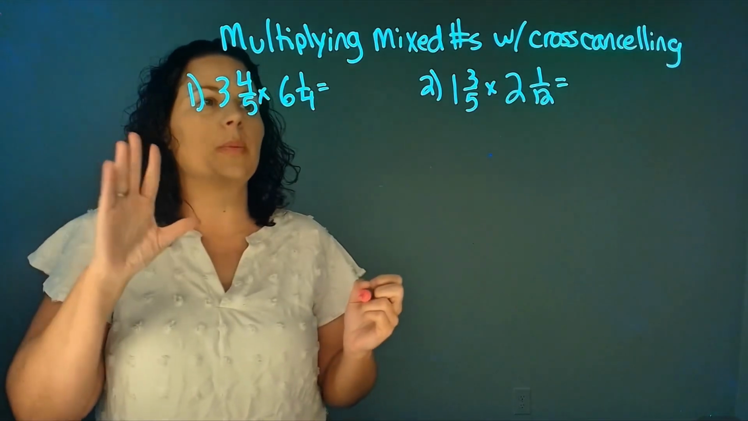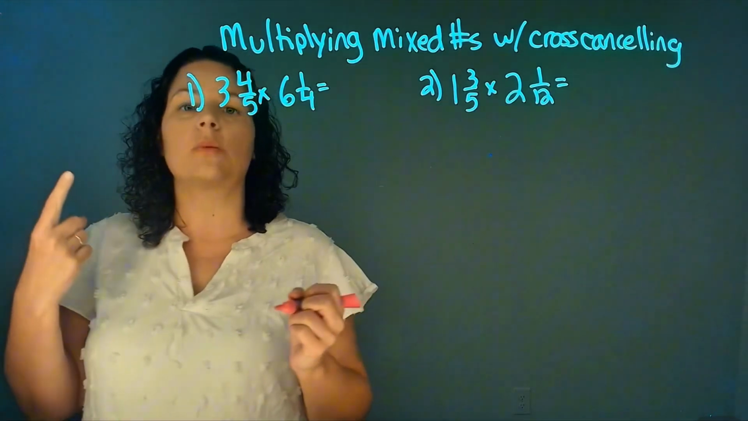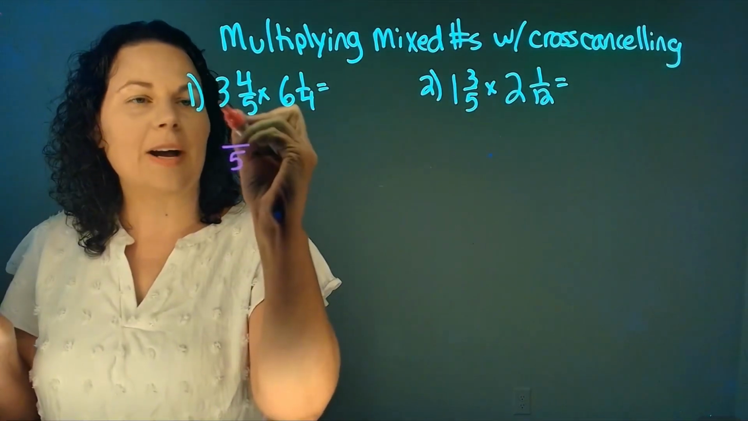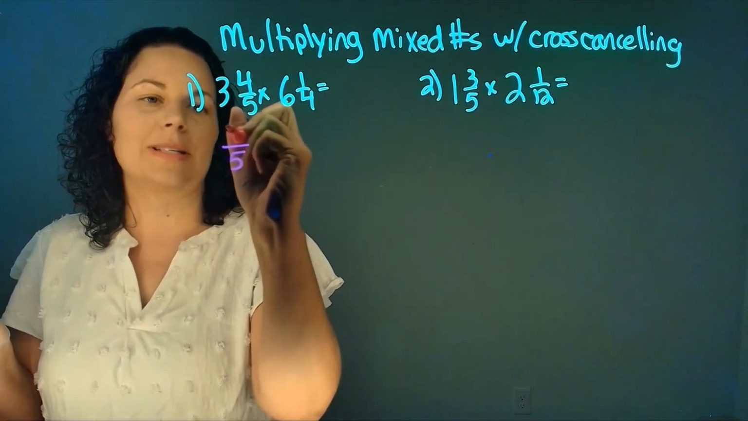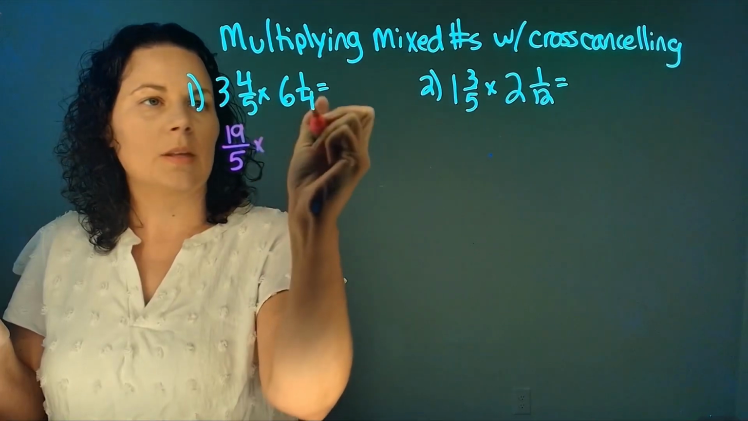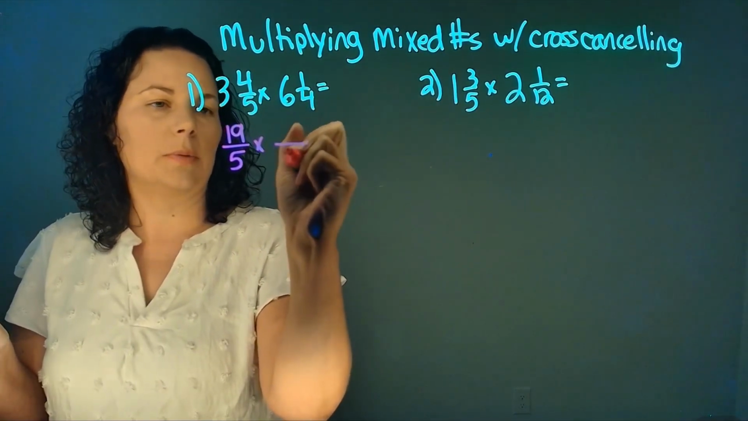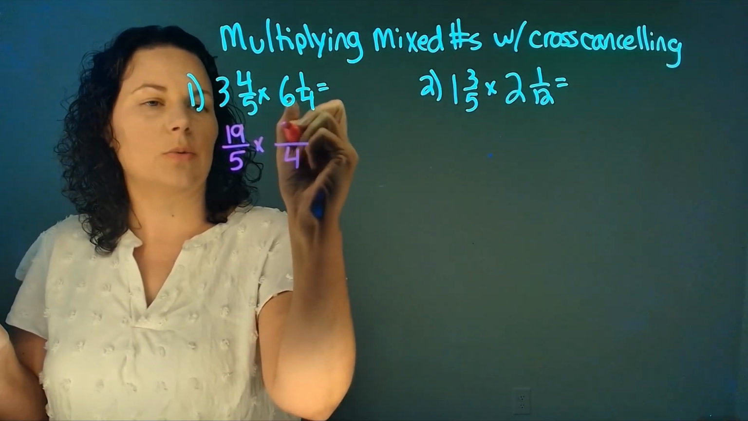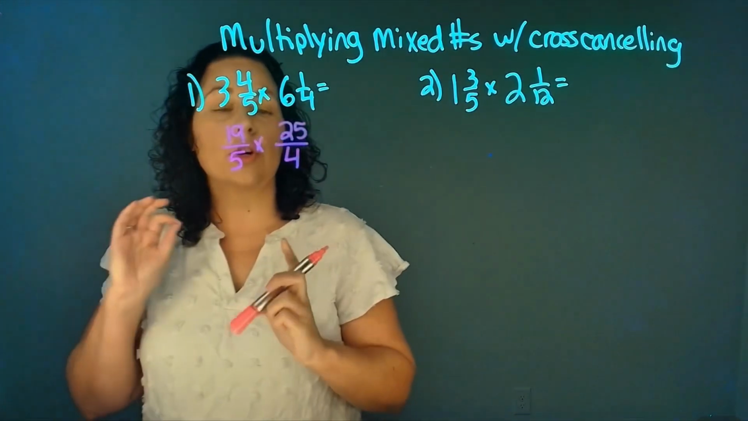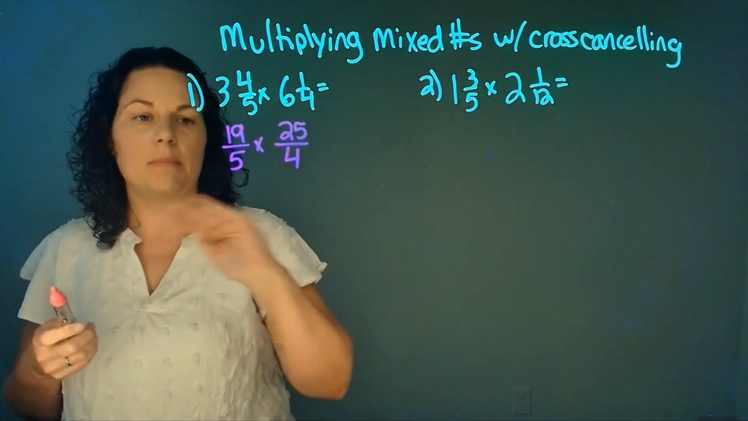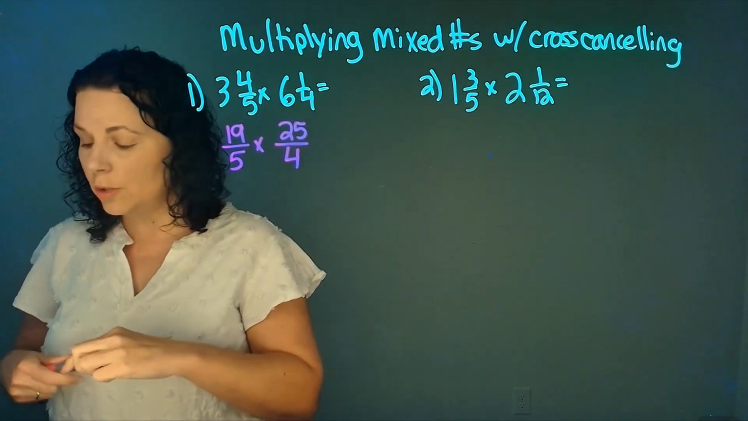All right, so when we are multiplying mixed numbers, step one was always make it improper. So 5 times 3 is 15 plus 4 is 19. 4 times 6 is 24. 24 plus 1 is 25. Okay, so normally, like we did in the last video, multiply the top, multiply the bottom, and then you can reduce it.